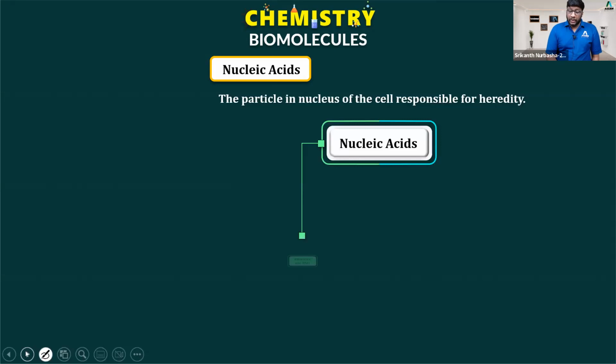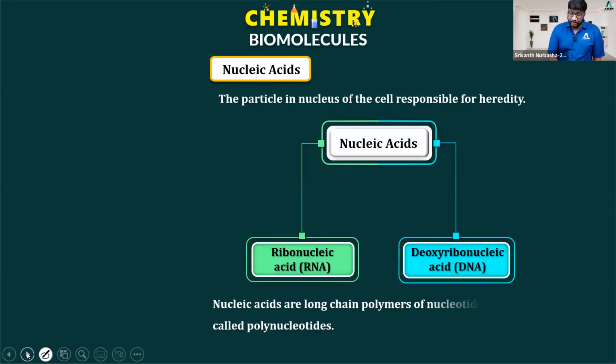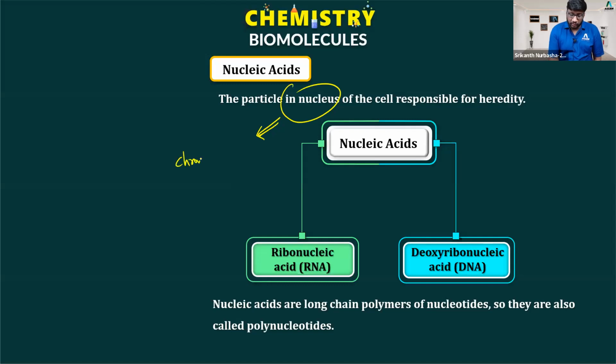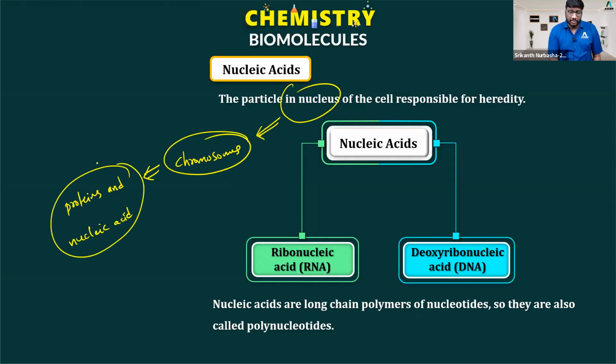The particles in the nucleus of the cell responsible for heredity, what are they? Chromosomes. In the chromosomes, what do we have? You will have proteins and nucleic acids. About proteins, we have seen the primary structure, secondary structure, tertiary structure, and all. Yes or no? Now we are going to look at the nucleic acids.